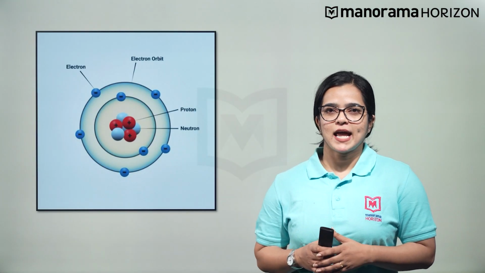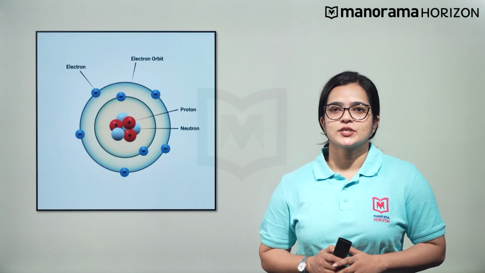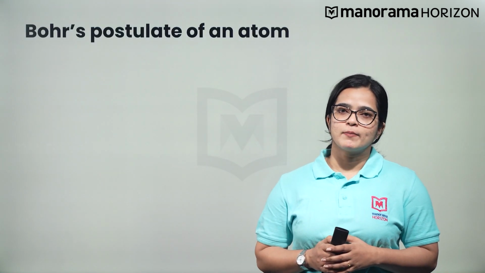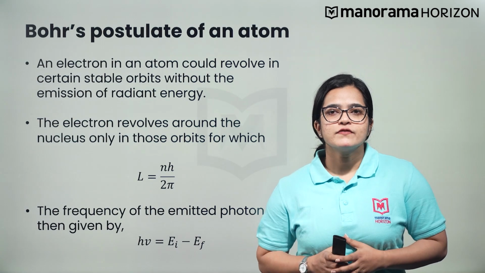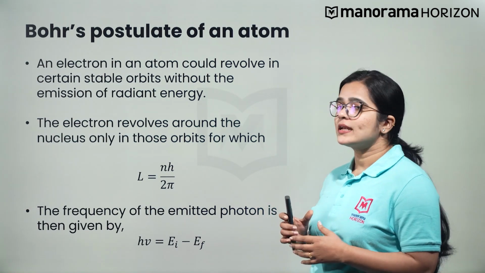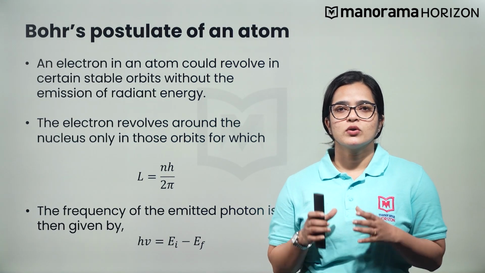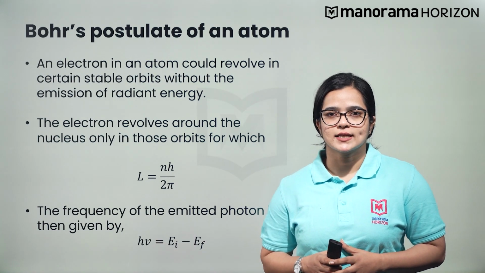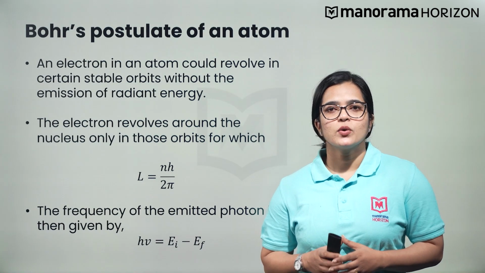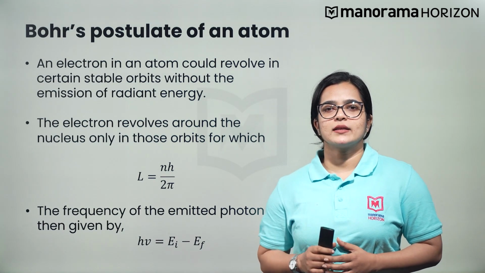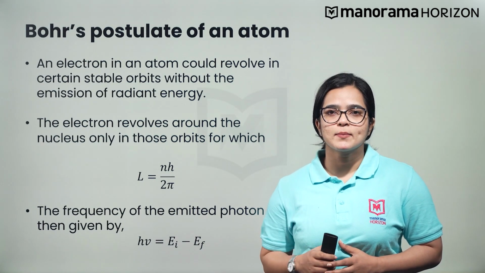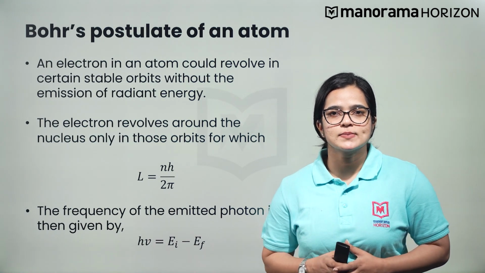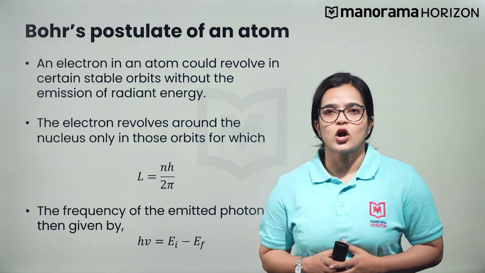Bohr model has given everything to explain the hydrogen spectrum. Let us recall the three postulates developed by Bohr. Bohr's first postulate was that an electron in an atom could revolve in certain stable orbits without the emission of radiant energy. From this postulate, we can conclude that each atom has certain definite stable states in which it can exist, and each of these possible states has definite total energy.